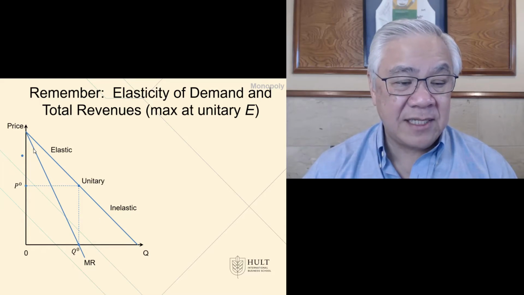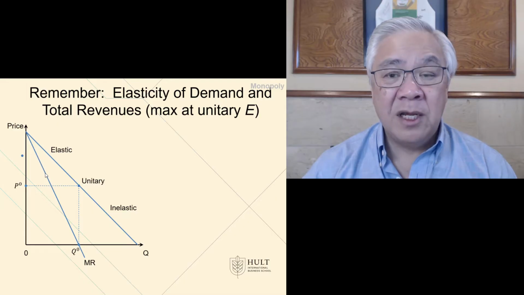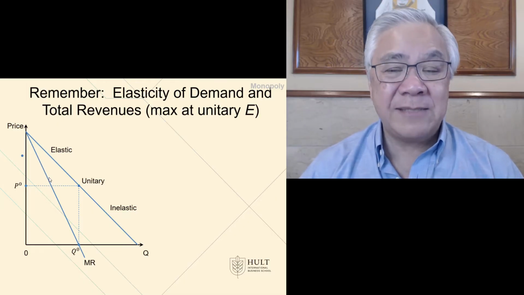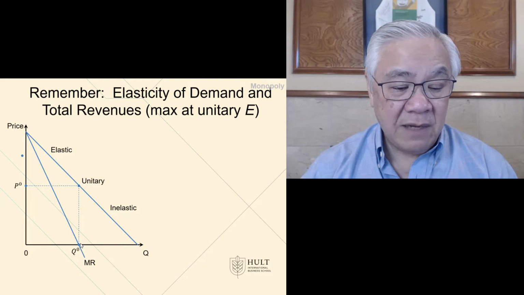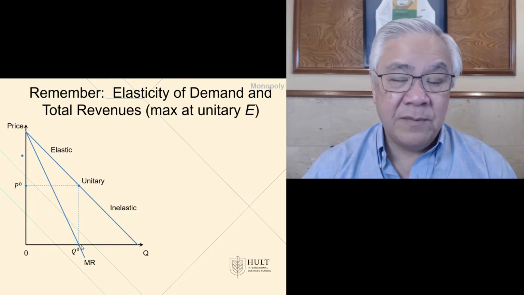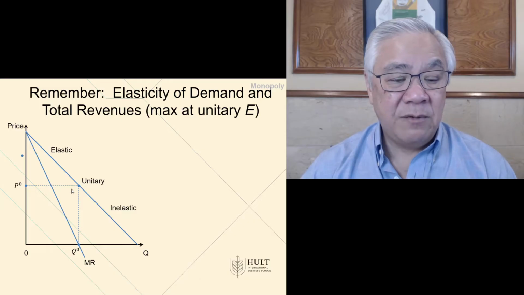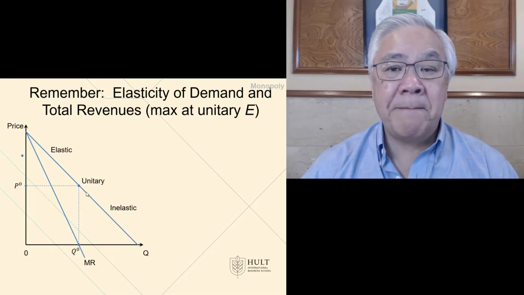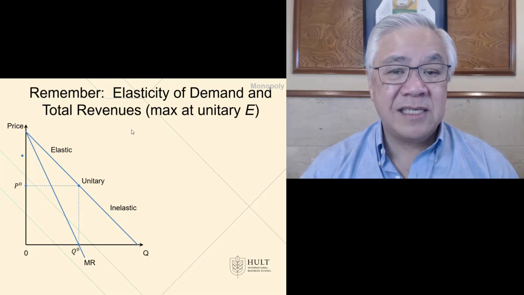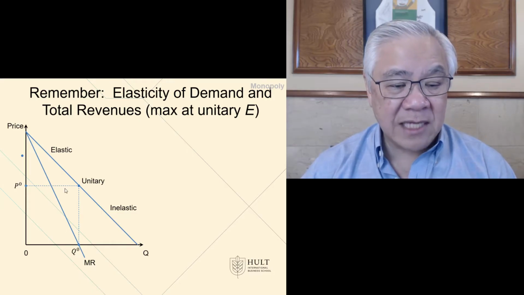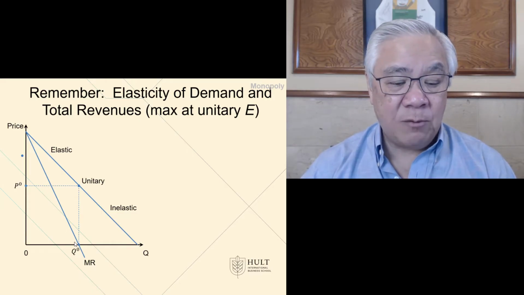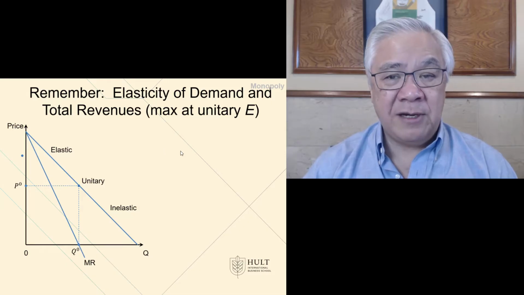Because with every succeeding quantity you're selling here, you're still making money. You're making less money than you did. However, if you go beyond Q0, then the marginal revenue goes negative. So in this case, we want to be right at here if we want to maximize revenue. So again, this is not profit, this is revenue. To maximize revenue, we would be at the point where it's unitary elasticity.